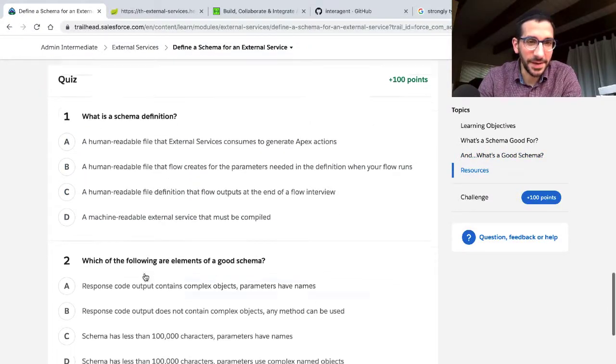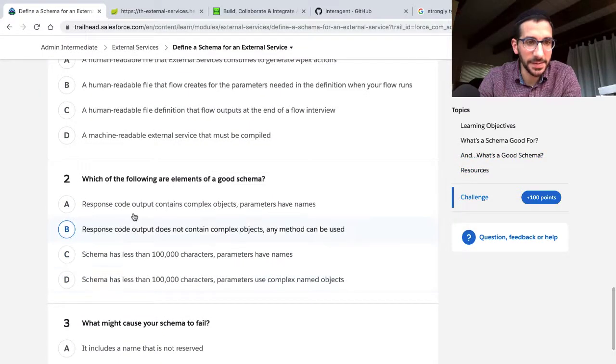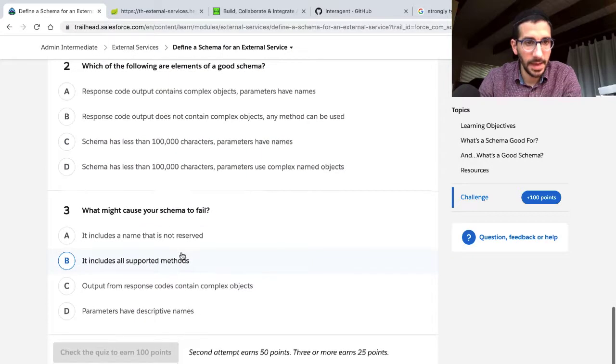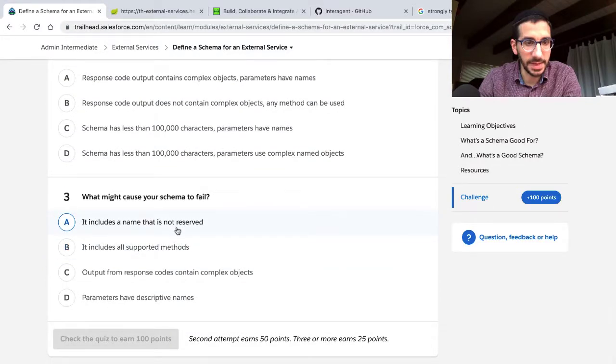Okay, which of the following are elements of a good schema? Response code output contains objects, parameters, and has names. Response code output does not contain complex objects. Any methods can be used. Schema has less than 100,000 characters. Parameters have names. Schema has less than 100,000 characters. Yeah, okay. And what might cause your schema to fail if it includes names that are not reserved?